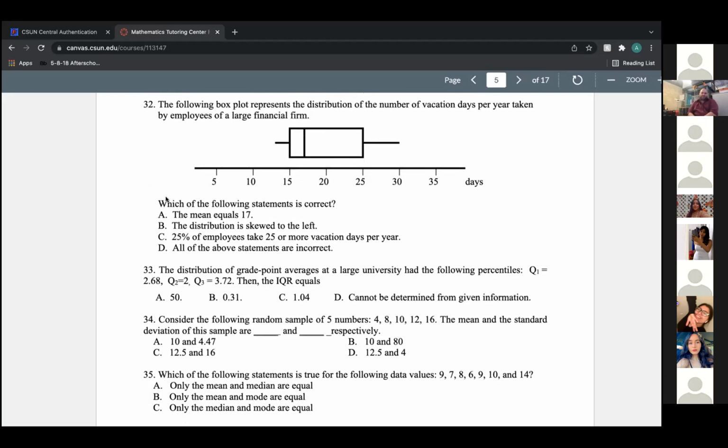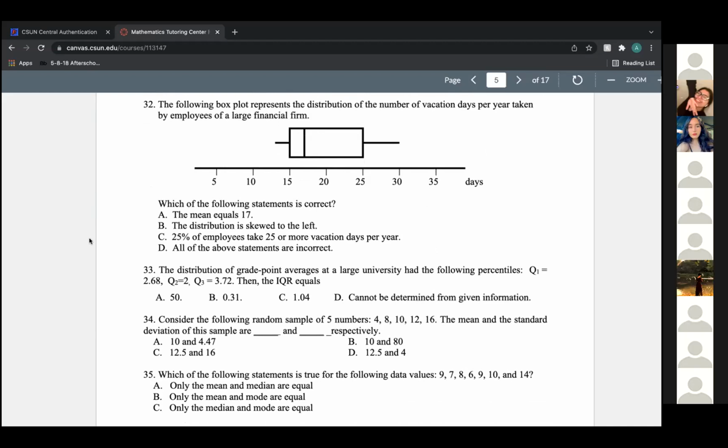The following box plot represents the distribution of the number of vacation days per year taken by employees of a large financial firm. Which of the following statements is correct? A, the mean equals 17. No idea. The mean is not represented on a box plot. So I have no idea about the mean. Immediately discounting that as a possibility.